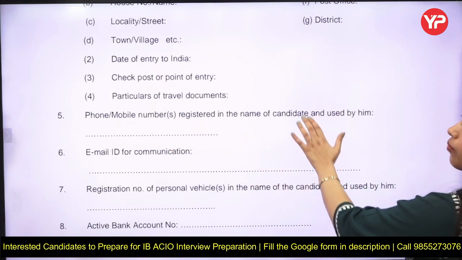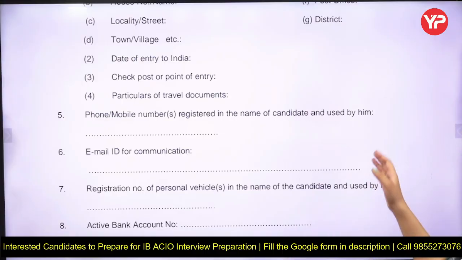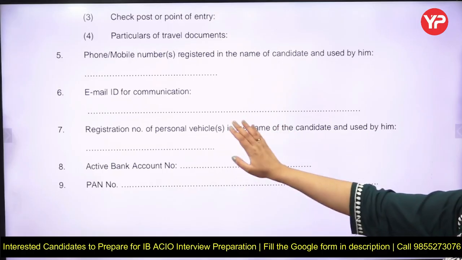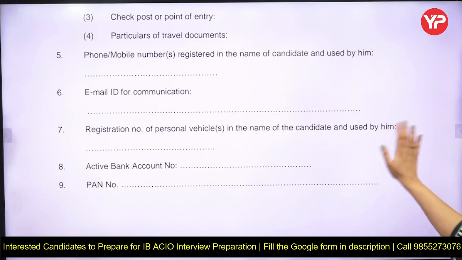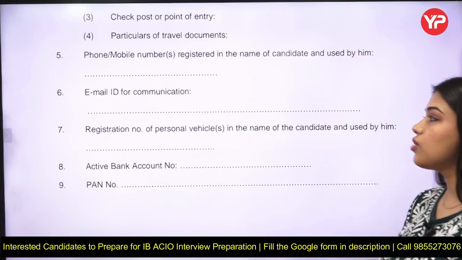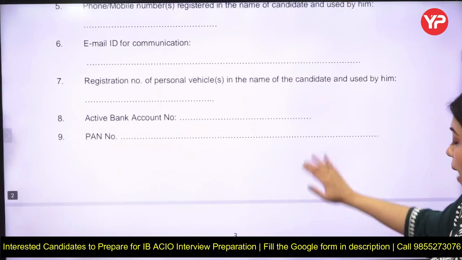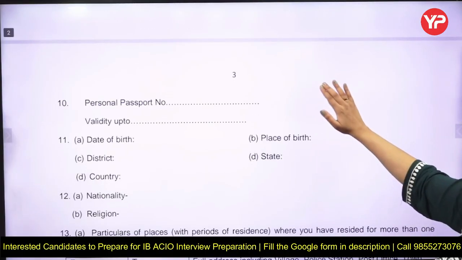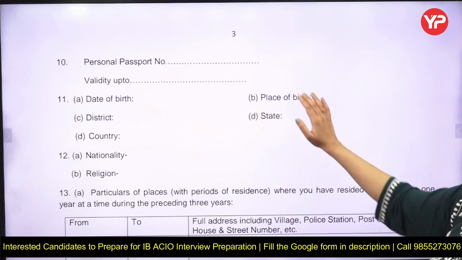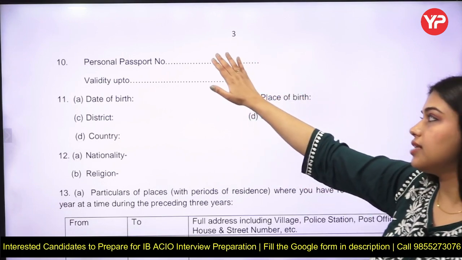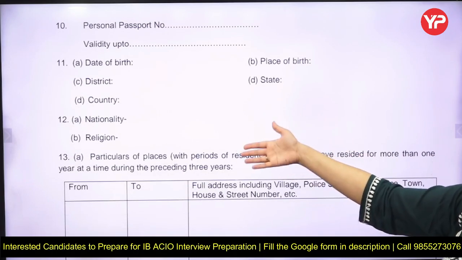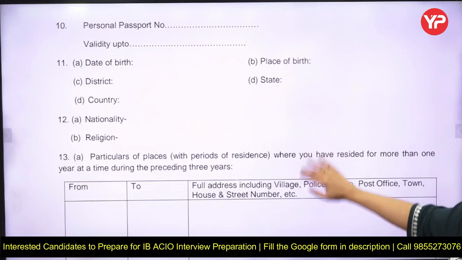Next comes your registered mobile number. You have to give your personal mobile number and your personal email ID here, and the registration of personal vehicles in the name of the candidate and used by him. If you are using a bike or a car and you have the RC of it, whatever details you have, you fill in here. Your active bank account, your PAN number, personal passport and when it is valid if you have one, date of birth, district, country, place of birth, state: everything that would be in your passport details would also be filled in here. Your nationality, Indian, and religion, Hindu, Sikh, whatever religion you belong to.